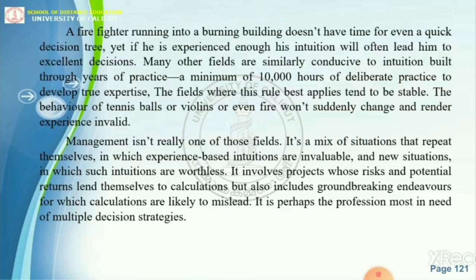A firefighter running into a burning building does not have time for even a quick decision tree. Yet if he is experienced enough, his intuitions will often lead him to excellent decisions. Many other fields are similarly conducive to intuition built through years of practice, a minimum of 10,000 hours of deliberate practice to develop true expertise. The fields where this rule best applies tend to be stable. The behavior of a tennis ball or a violin or even fire won't suddenly change and render experience invalid. Management is not really one of those fields.